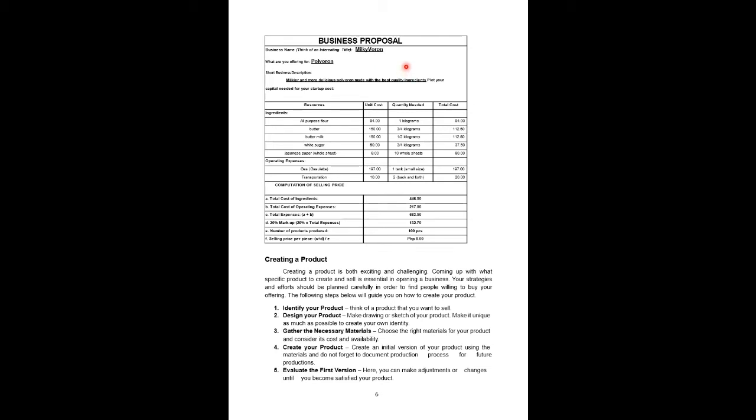The business name is the Milky Voron. Alright? And the product here is Pulveron. And then observe. You can see here the resources, which are the ingredients. It was stated here one by one: the unit cost, the quantity needed, and the total cost.